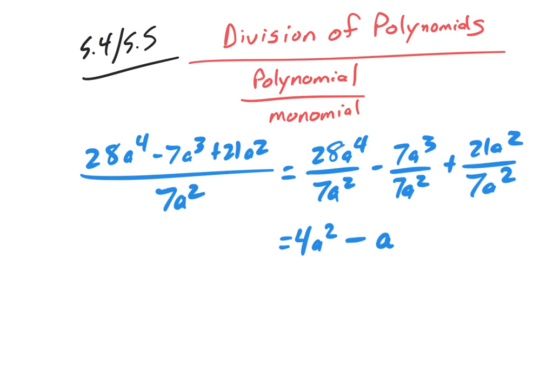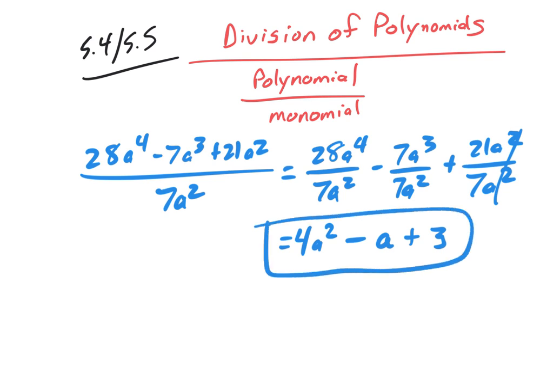And then the last one, 21 divided by 7 would be 3. And then the a squareds are going to both knock each other out. And we're just left with 3. And this would be our answer. None of those things combined together. All of them are different. And that would be how we would leave it.